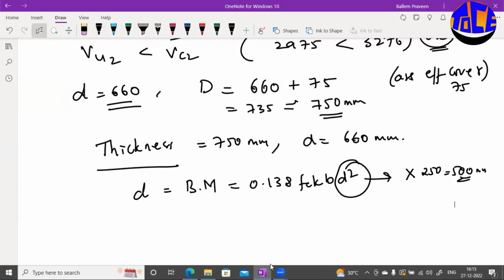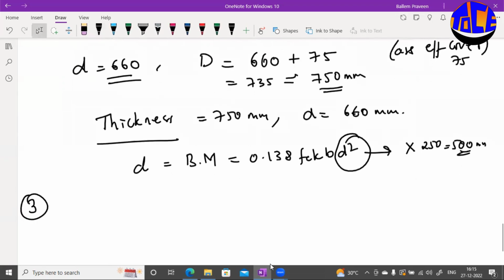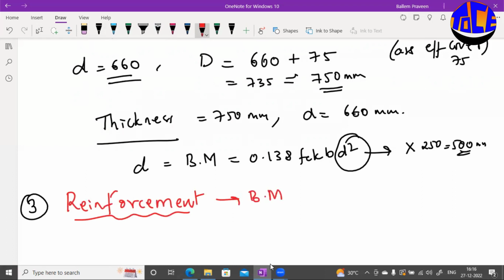Okay, remember that. And now let's go for the third step, that is reinforcement calculation. So this reinforcement is based on the bending moment. That is the reason first you have to find out the bending moment.